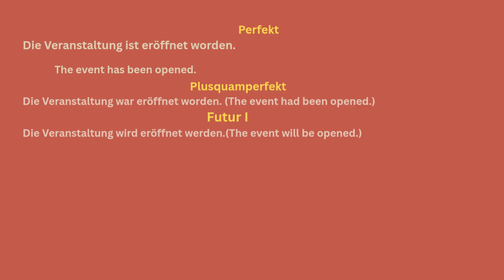Futur eins is a passive action that will happen in the future. We can say, die Veranstaltung wird eröffnet werden. The event will be opened. Not now, it will be in 2 months. 2 months later, it will be opened. So this is the Futur eins.